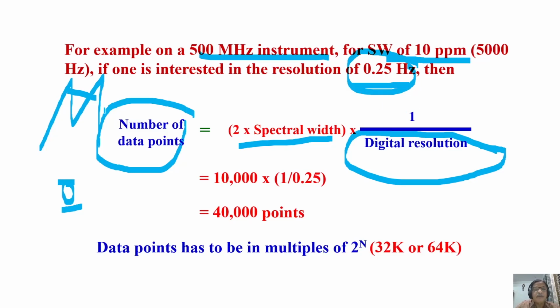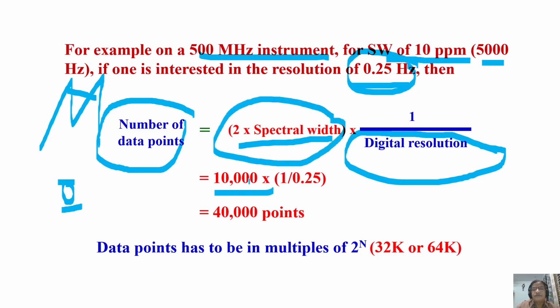Now for 10 ppm, I have to take 5000 hertz. This is twice the spectral width, so it is 10,000 hertz, divided by 0.25, which is the digital resolution I want. So the number of data points I must choose should be a minimum of 40,000 points. The size of the memory, what you are going to collect, should be at least 40,000 points.